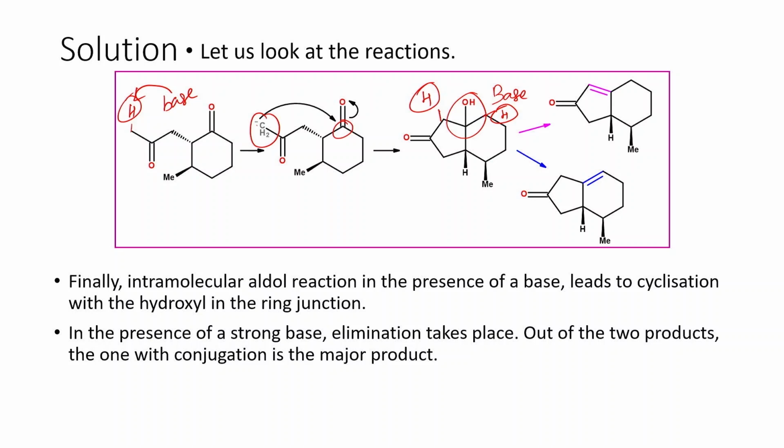So whichever hydrogen is removed, that will lead to the formation of an alkene. The double bond will be formed there. So in this top case, we have an alpha beta unsaturated system that will be formed after the elimination of the water molecule, and here we do not have an alpha beta unsaturated system that is formed. So in other words, the elimination takes place to give the more stable alpha beta unsaturated derivative.